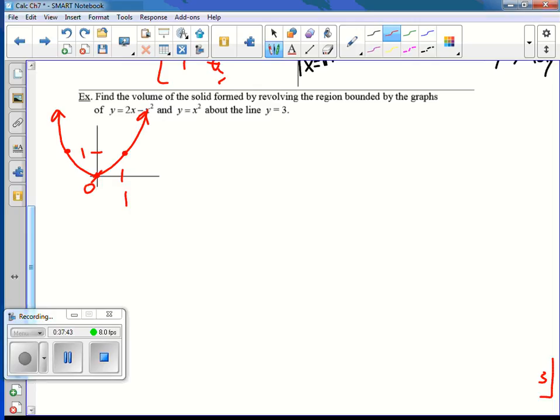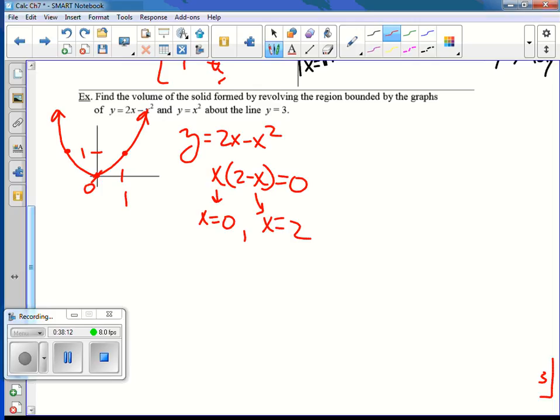Okay, so you see this right here? It might be a little bit difficult to try to figure out what that thing looks like. You could just try to make an XY table and just start plugging in random stuff, or let's do it the easier way. Let's find the zeros. If we factor out an x, we get 2 minus x equals 0. So we get x equals 0, and this one is going to give us x equals 2. So one of the zeros is at 0, and the other one is at 2.